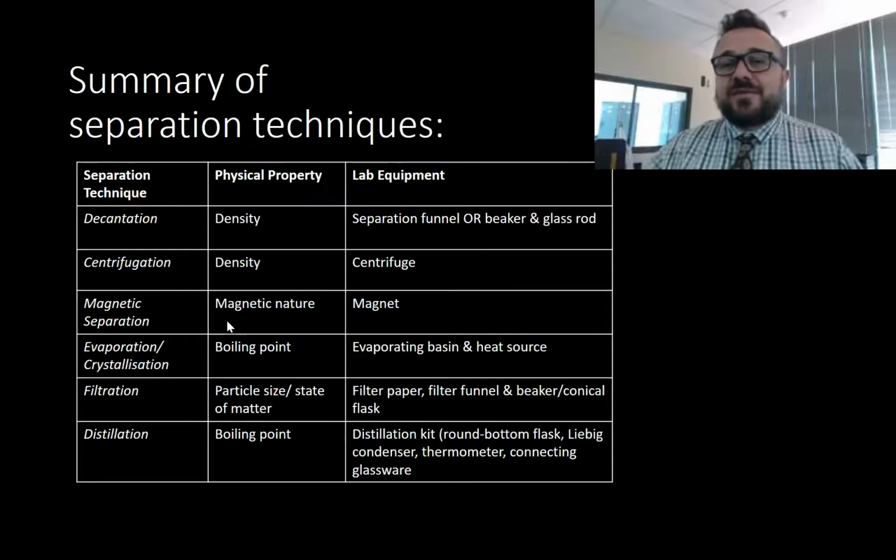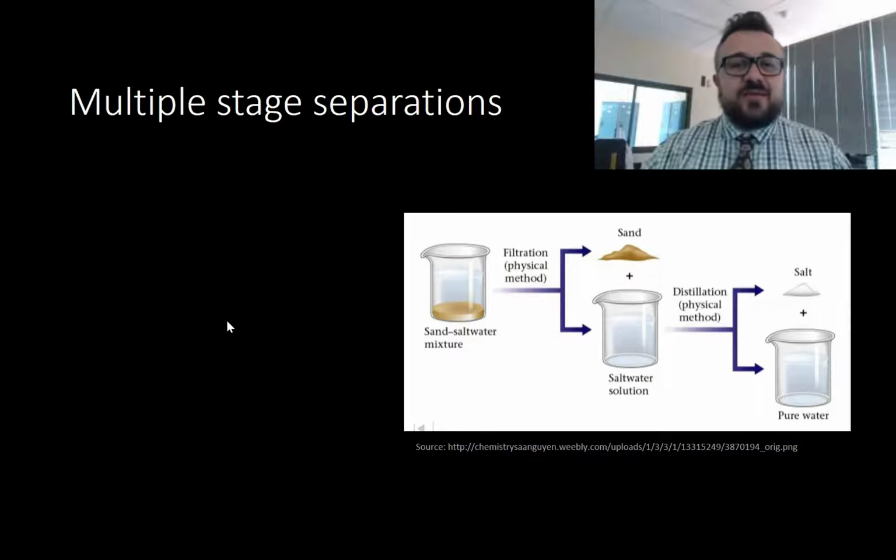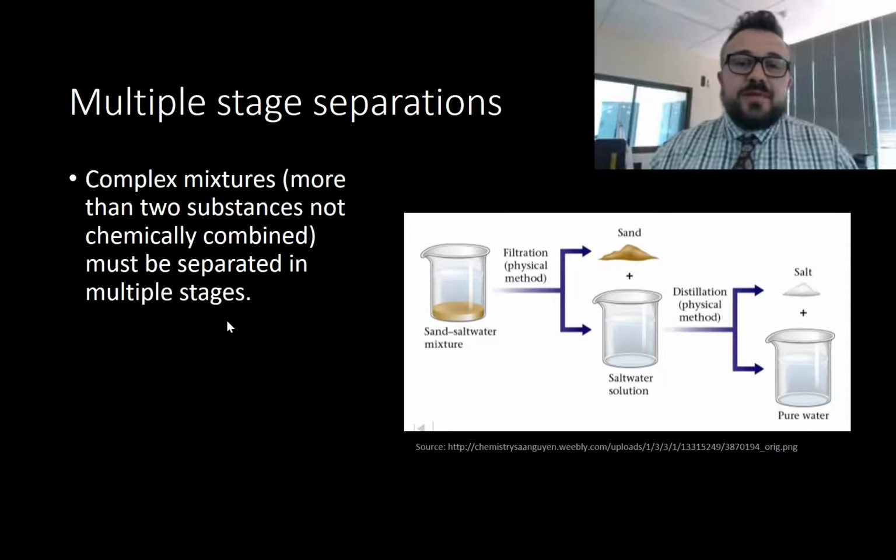So instead of a vocab today, we've got a quick little summary of all of the different separation techniques. We've got the separation technique, the physical property that it separates based upon, and the lab equipment that we'll use for it. So here we have a mixture of sand and salt water. If we want to separate that into its individual components, how would we do it? Well, this is a complex mixture, right? So we need to do it in multiple steps.